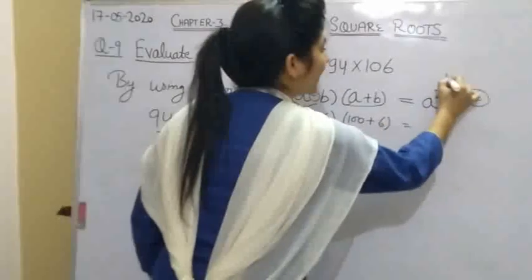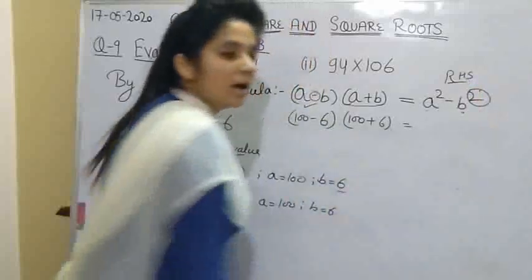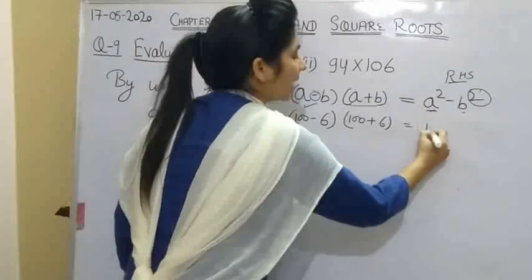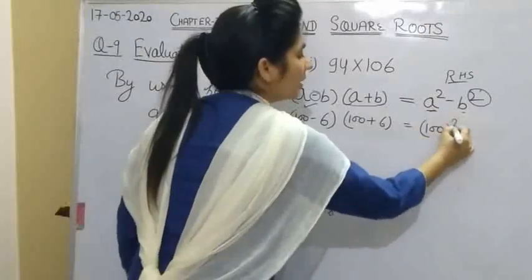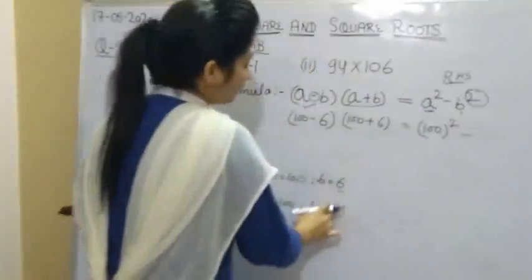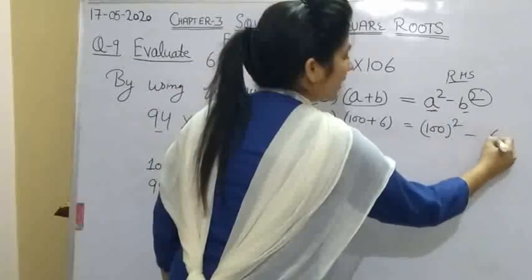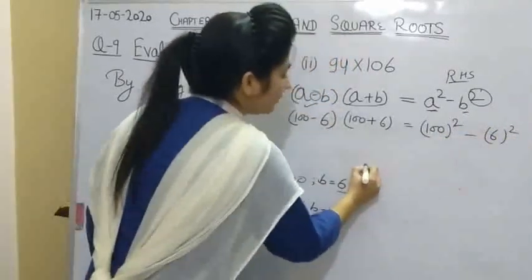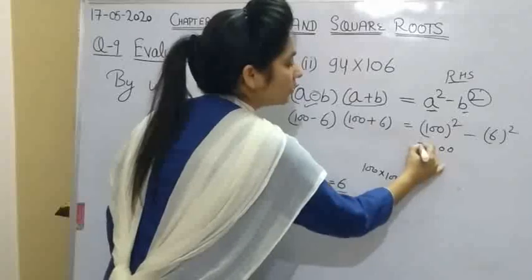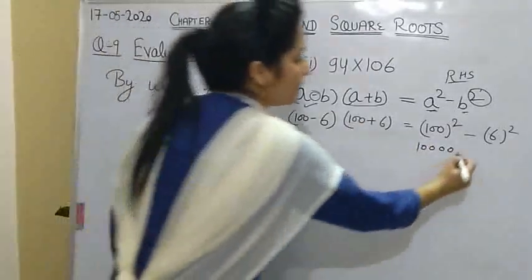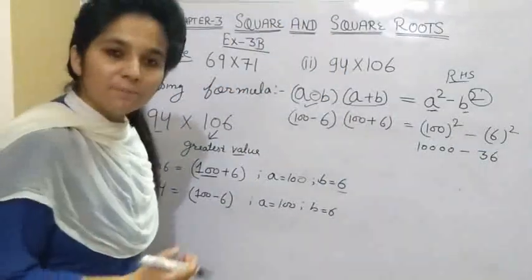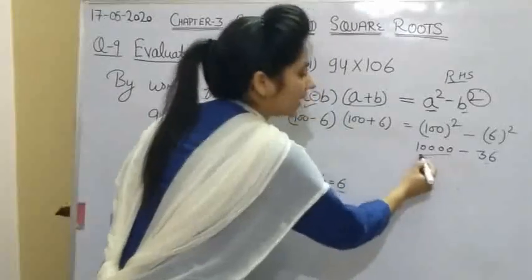Now coming to the right hand side, again the value of a is 100, so at the place of a we can write 100, that is 100 square minus the value of b, which is 6 square. 100 square means 100 multiply 100, that is equal to 10,000, minus 6 square means 36. Now we will subtract 36 from 10,000.